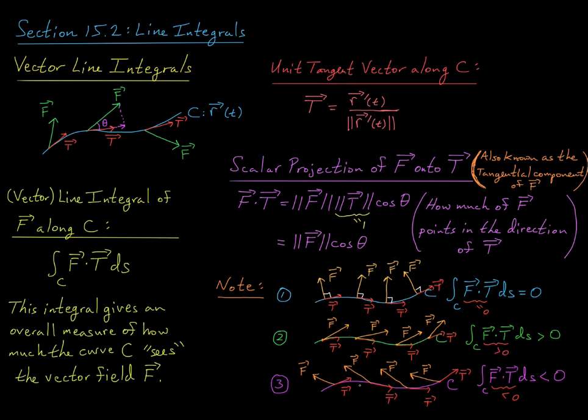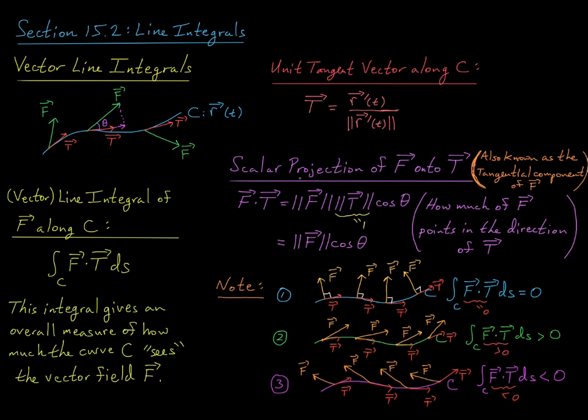Now for this third scenario, the angle between your force vector and the unit tangent was always between, say, 90 and 180. So you had an obtuse angle there. Then the cosine's negative, so your dot product is going to be negative. Now I can see that the force is acting right against us. It's going to be perturbing our motion, making it harder to move along C. And in this case, the line integral would come out to be a negative value.